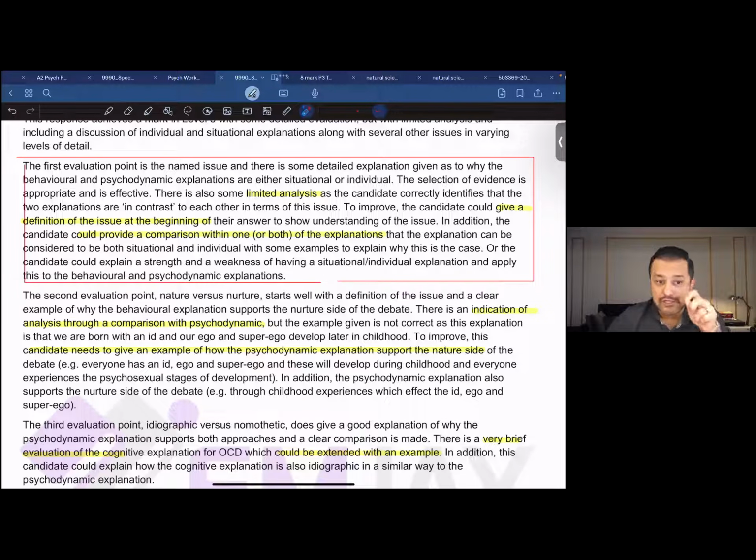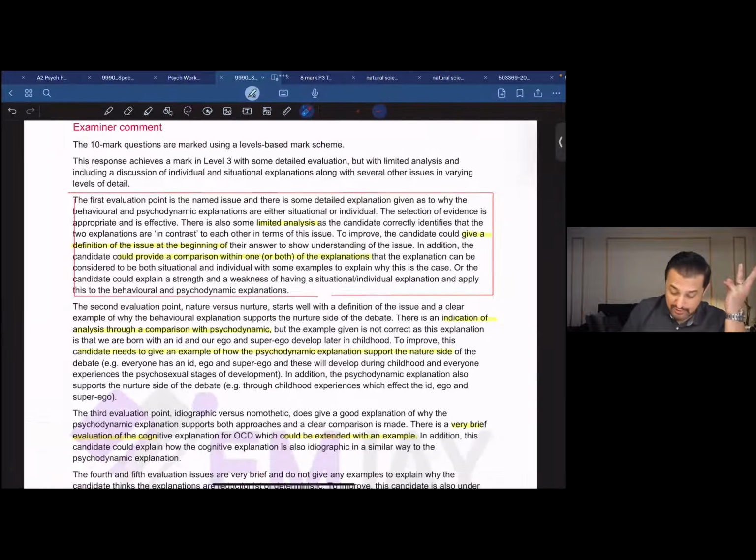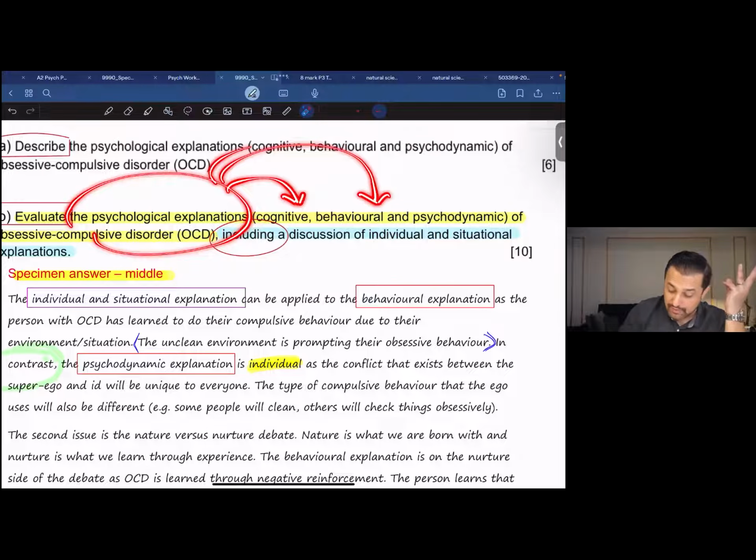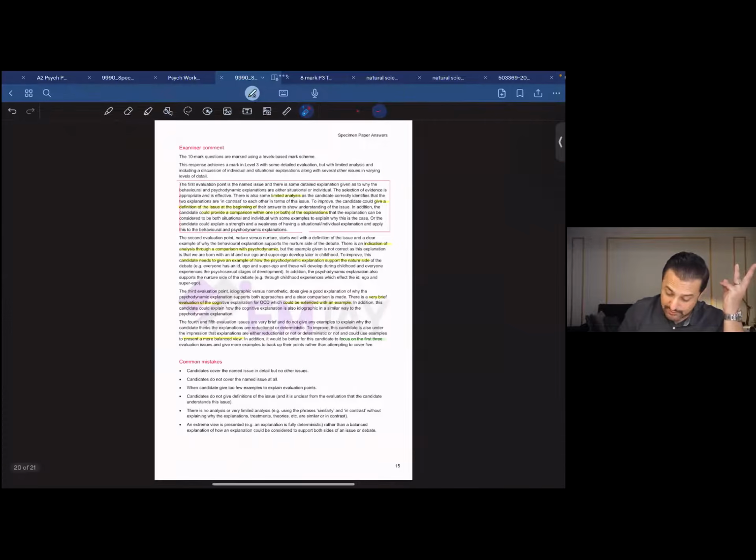So, in addition, the candidate could provide a comparison with one or both of the explanations. Remember the psychological explanation of OCD. Even if you have a look at our syllabus, it is divided into three parts. Even if we have a look at the question, it shows us that it is divided into three parts: number one, number two, and number three. This psychological explanation could be cognitive, could be behavioral, or could be psychodynamic, right? So what does the examiner mean over here?